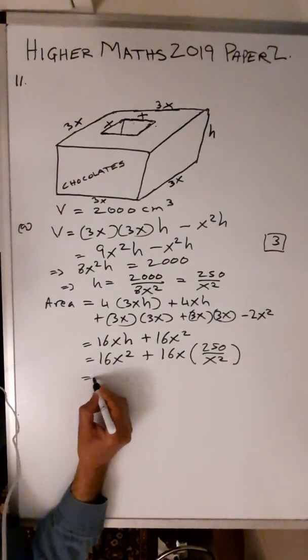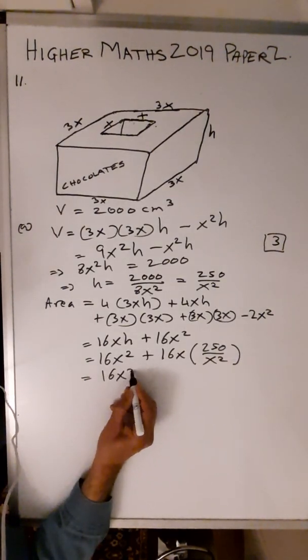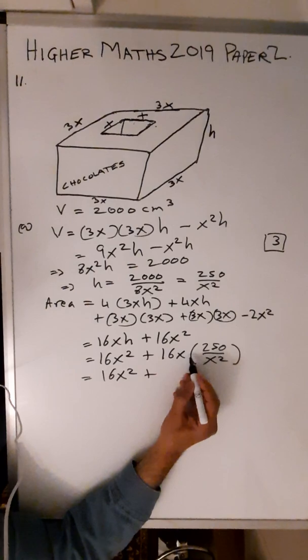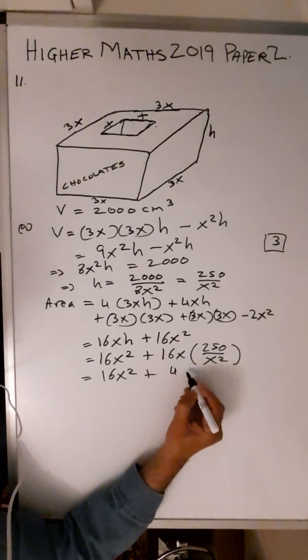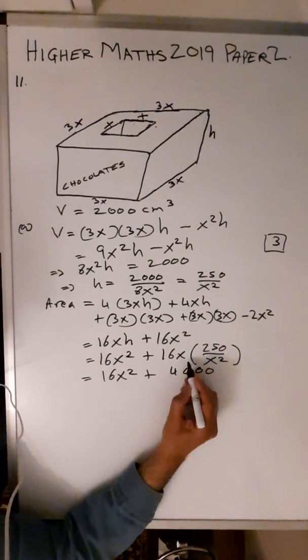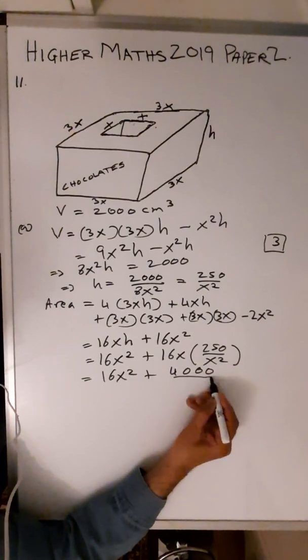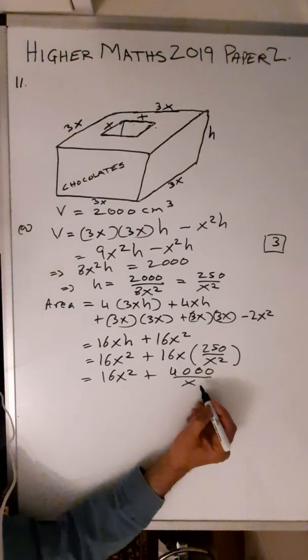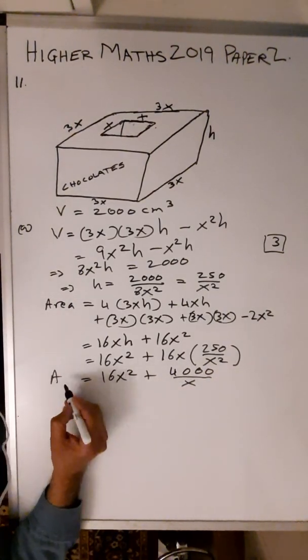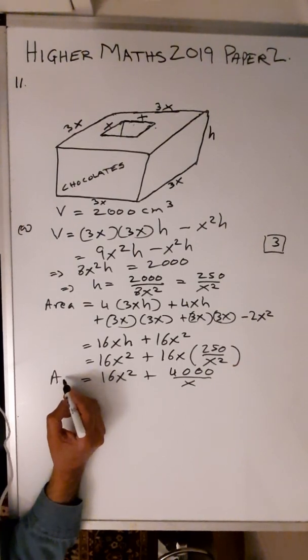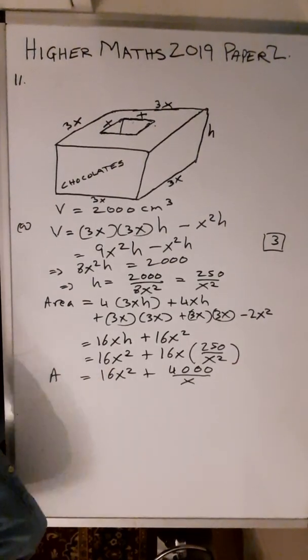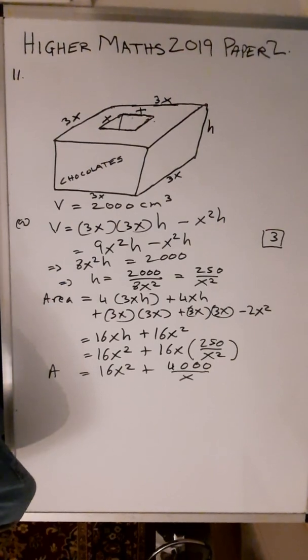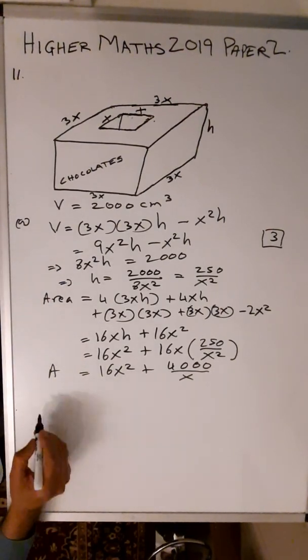So what you have now is 16x squared plus 16 times 250 is 4,000. One of the x's cancels out in the denominator to leave you the x there. So that is the area. That's the required form for the area. That's for 3 marks.